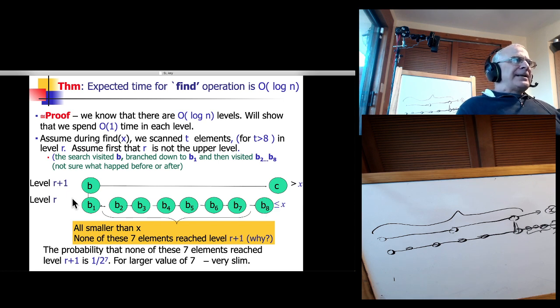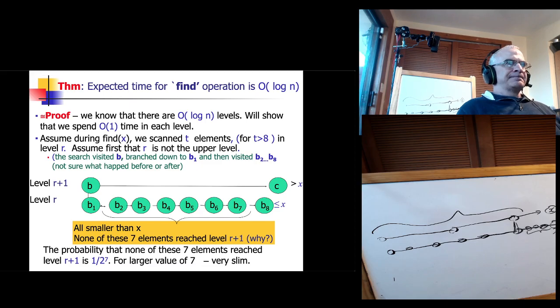Now, is this case likely? What do I mean by this case? Look at all these elements, the Bi's. I want to convince you that none of them made it to level R plus 1. They are all in level R, level 1 if you prefer. None of them made it to level R plus 1. Why? Well, first you see it in my drawing, but why am I sure that B5 did not make it to level R plus 1?